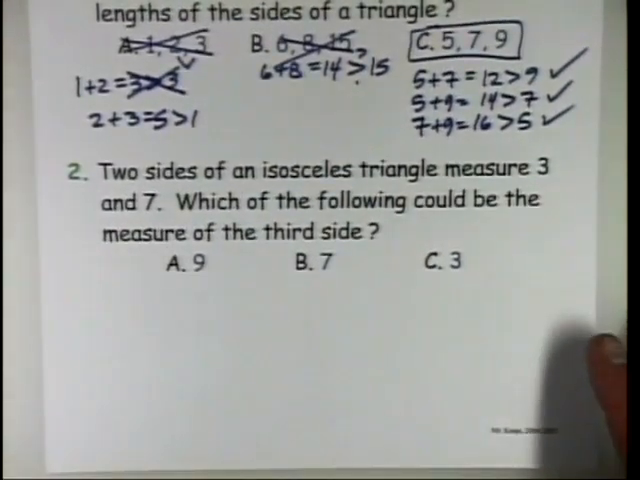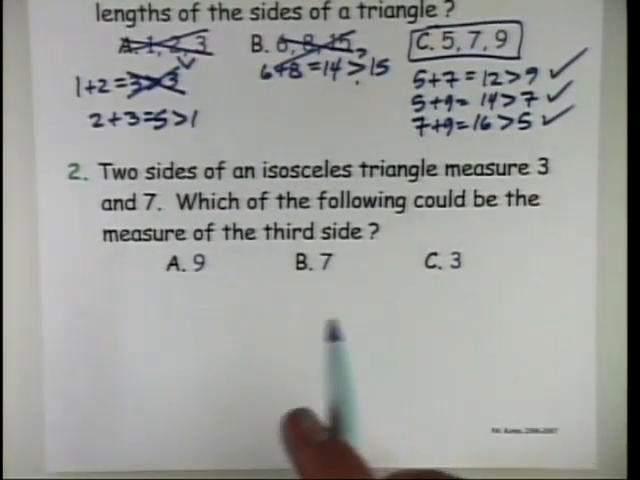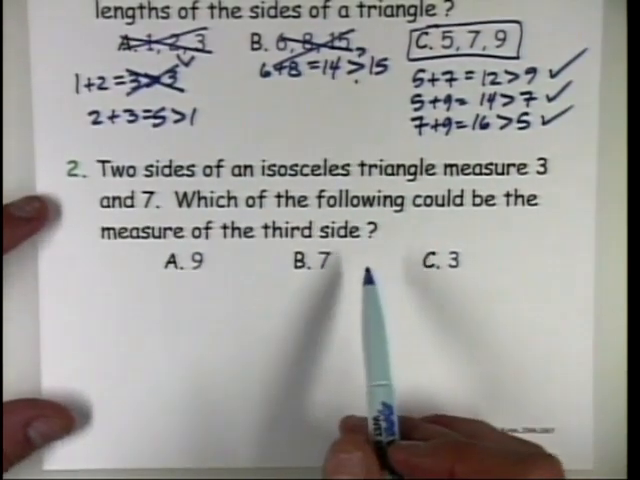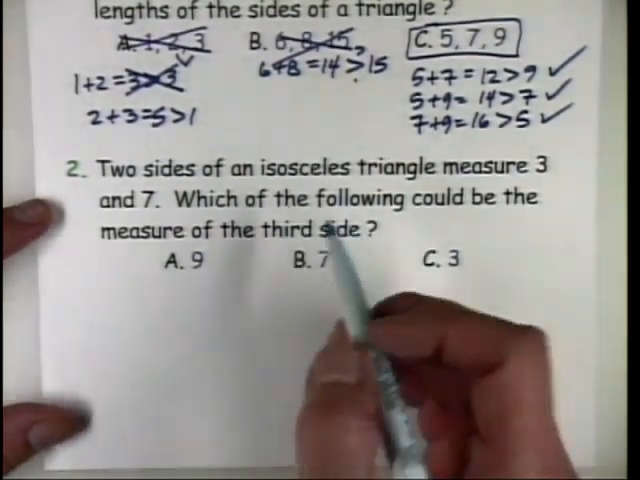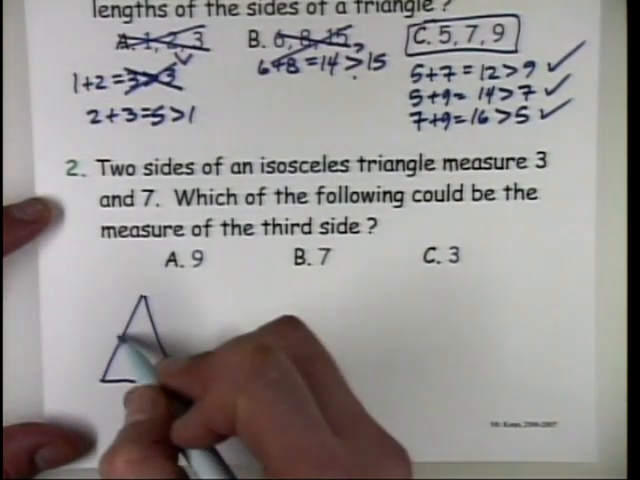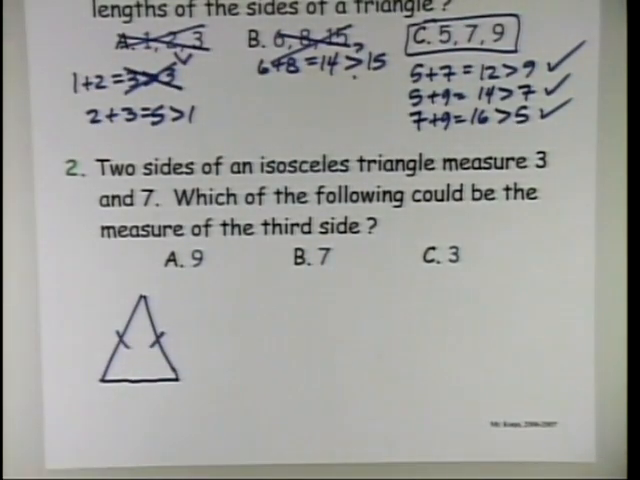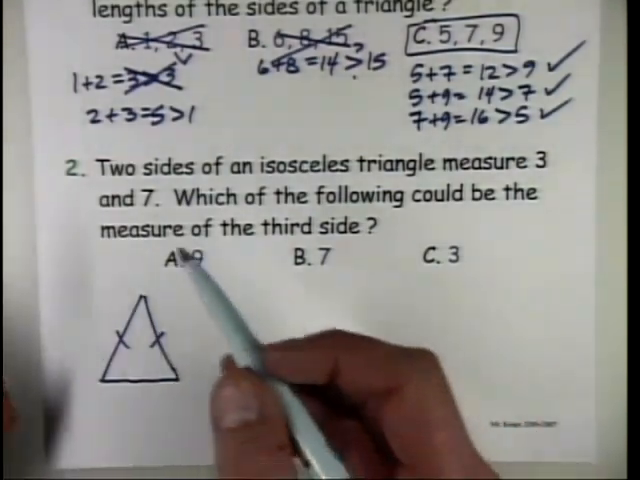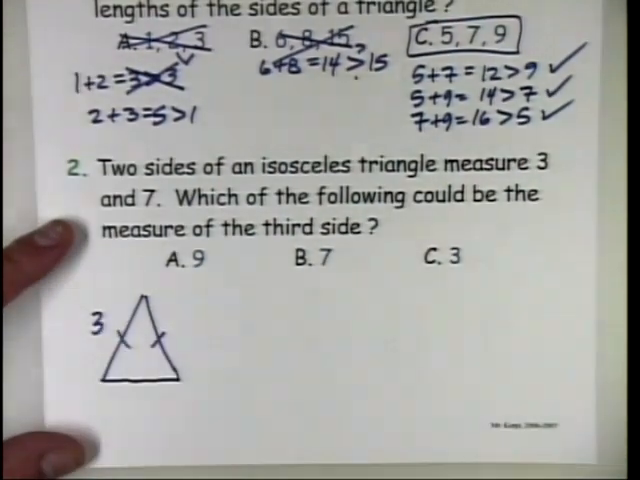Number 2, two sides of an isosceles triangle measure 3 and 7. Which of the following could be the measure of the third side? Ooh, isosceles triangle. Let's draw one. The simplest one to draw is like this, where these are the two congruent legs. And hypothetically, I know one is 3 and one is 7. Let me just call this one 3.